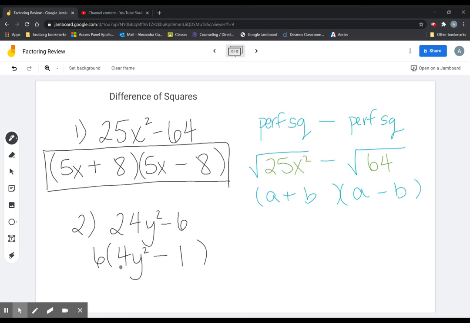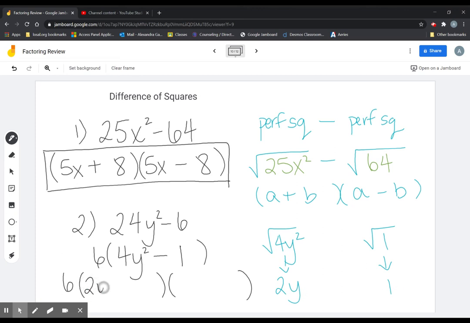So I need to look at whether I have a perfect square here, and I do. So I want to take the square root of 4y squared and the square root of 1. That's just 1. That was a nice one. This one, square root of 4 is 2. Y squared, it's just y. So what I'm going to do is leave that GCF on the outside and now make my 2 parentheses. And instead of looking at 4y squared, I'm going to look at the square roots of each of these. So it's 2y and 1.